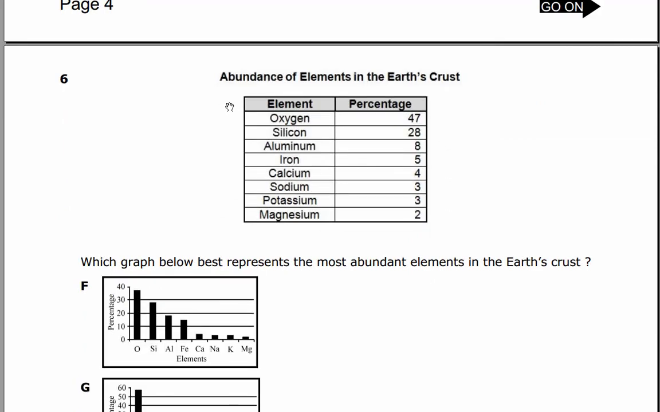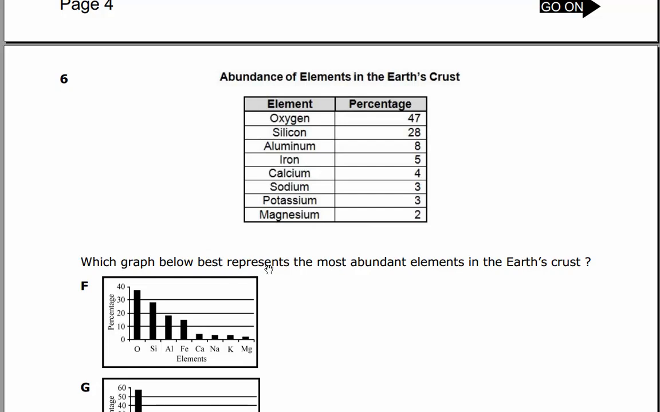Question number 6. Abundance of elements in the Earth's crust. The elements on the left side, a chart registering the percentage on the right side. We've got oxygen, silicon, aluminum, iron, calcium, sodium, potassium, and magnesium.